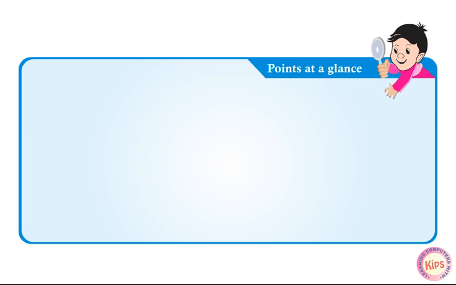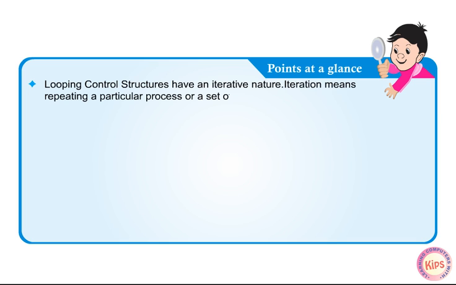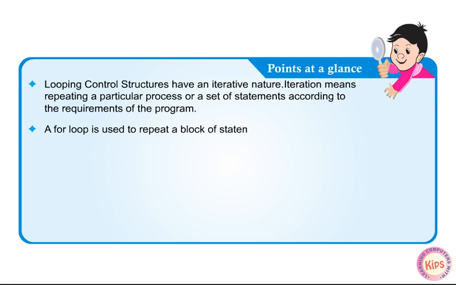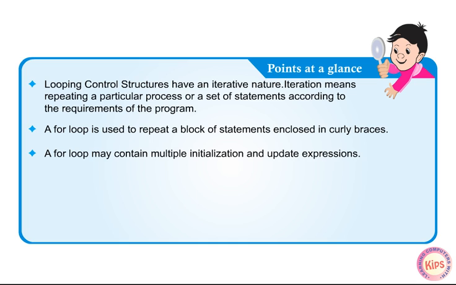Okay students, let us go through the points at a glance of this chapter. Looping control structures have an iterative nature. Iteration means repeating a particular process or a set of statements according to the requirements of the program. A for loop is used to repeat a block of statements enclosed in curly braces. A for loop may contain multiple initialization and update expressions.